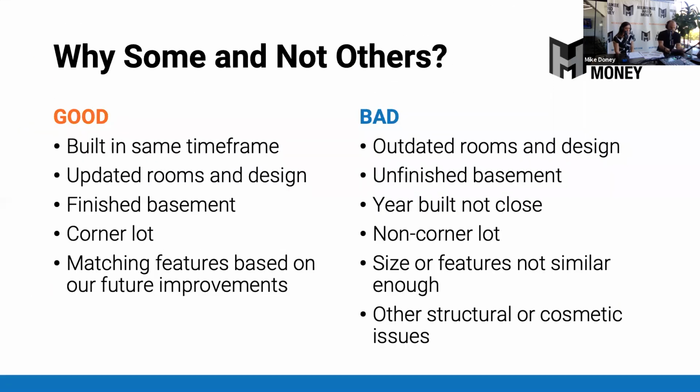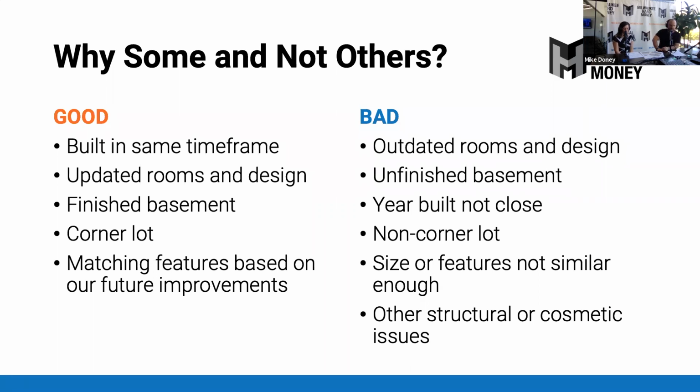So some of the bad that we just have to figure is outdated rooms and design. If we use a comparable, and knowing that our rooms are going to be updated and designed, that's not a good fair comp, right? You're built close, but you're built not close. 2003, 1950, 65, not a good idea. If they have an unfinished basement and I'm going to finish the basement, I would try to find a comp with a finished basement.